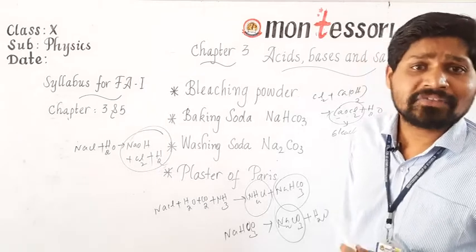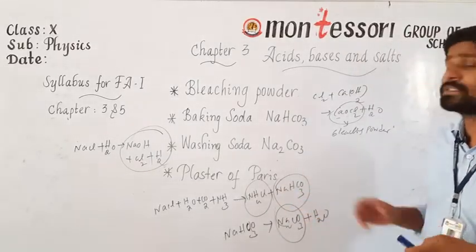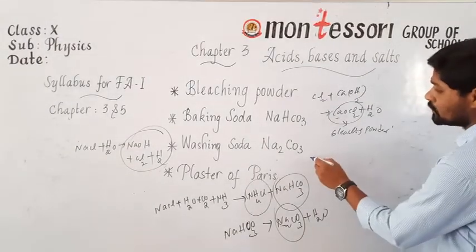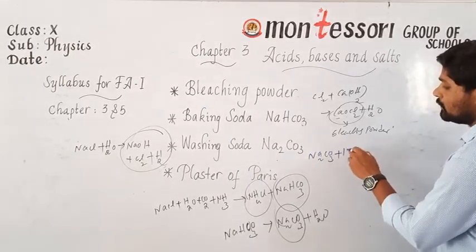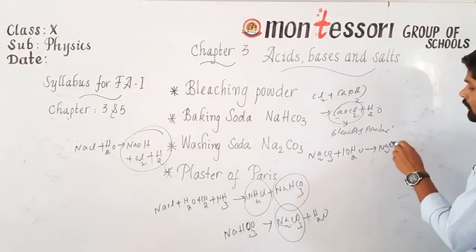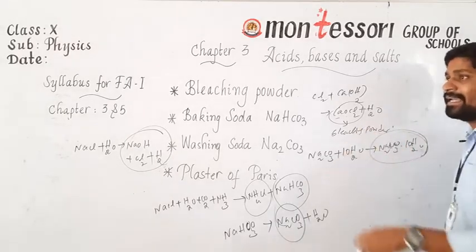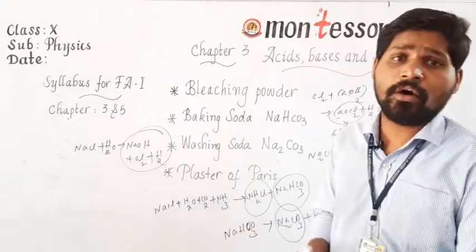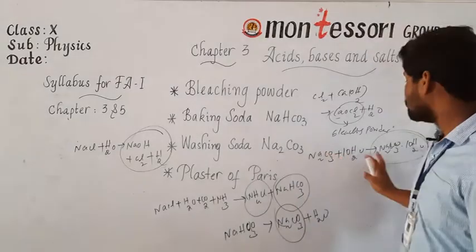Otherwise, the recrystallization of sodium carbonate will give washing soda. For example, if you take Na2CO3 plus 10H2O, it gives Na2CO3·10H2O. So this is washing soda. So we can get washing soda either by heating baking soda or by recrystallization of sodium carbonate.